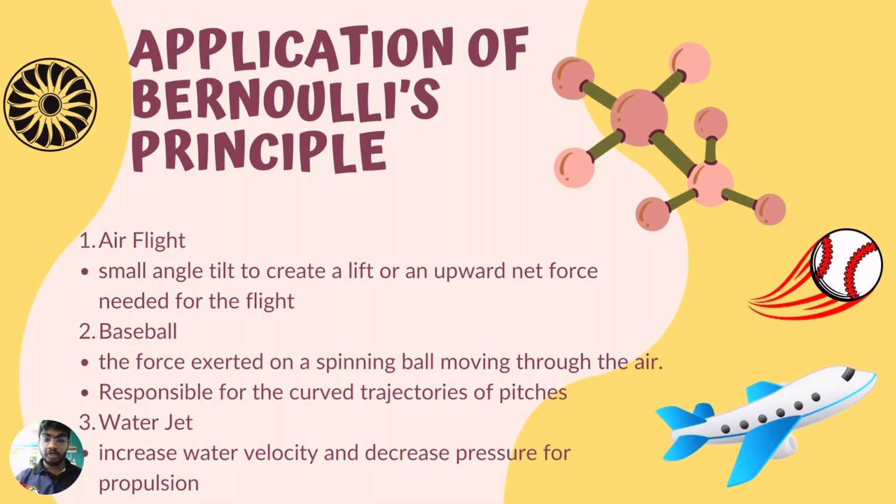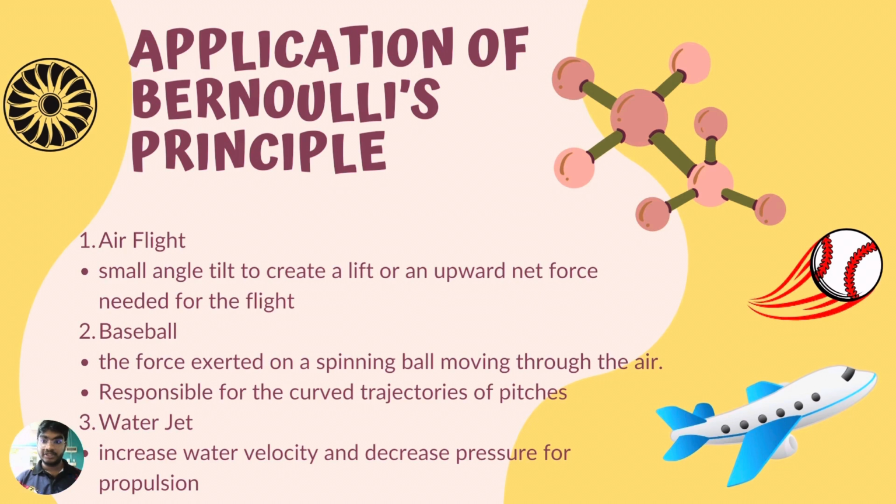Now we are going to talk about applications of Bernoulli's principle. First of all, it affects air flight. An aeroplane wing, or airfoil, is designed with a particular shape that influences the air flow over and under the wing. The cross-sectional shape of a wing, which is typically curved on the top and flatter on the bottom, creates a difference in airspeed and pressure essential for generating lift.